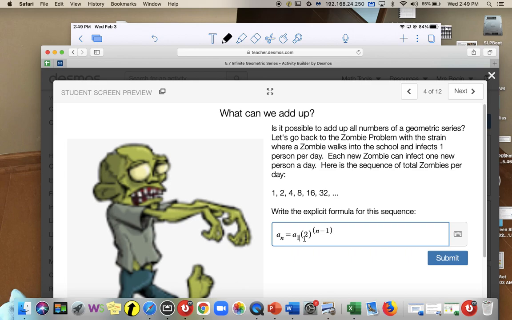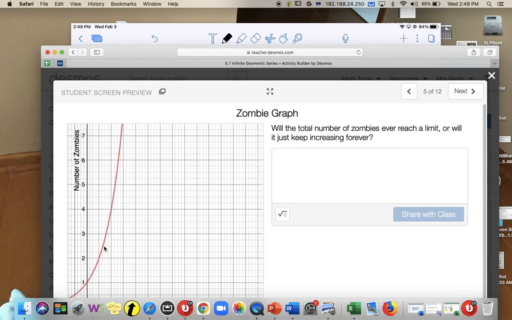For this particular problem, I guess I didn't need to write a sub 1 because I can see that that's one zombie. So I can submit that. There's our explicit equation, that's geometric. First term times the ratio to the n minus 1 power. All right, and here it is graphed. Will the total number of zombies ever reach a limit? Does it ever level off, or will it keep increasing forever? And we can see that it's just going to keep doubling. It's going to keep increasing forever.